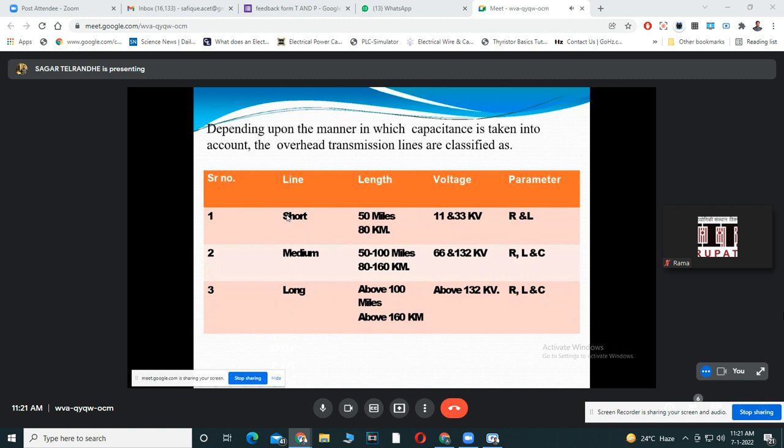This line carries a voltage of up to 11 to 33 kV. The parameters that we consider in a short transmission line consist of resistive and inductive load only. Whereas if the length of the transmission line increases, the short transmission line is followed by the medium transmission lines. The length of the medium transmission line varies from 80 kilometers to 160 kilometers. So we can say that a transmission line lying in the range from 80 kilometers to 160 kilometers can be stated under the medium transmission line.